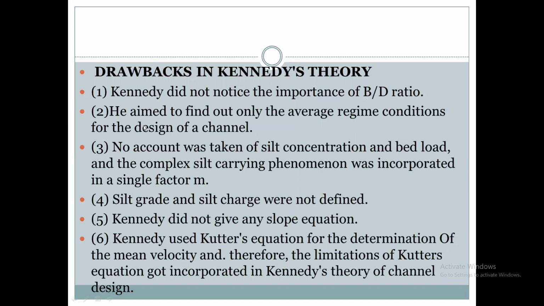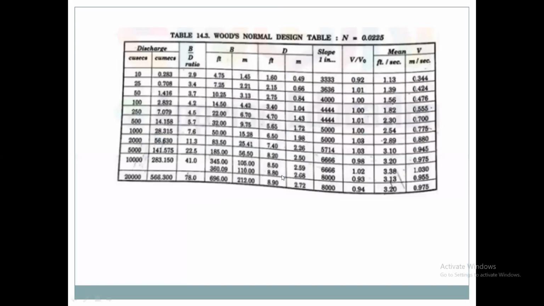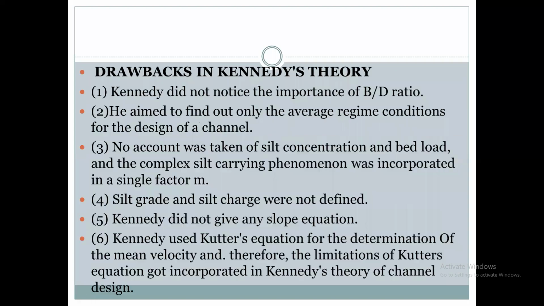That B/D ratio has to be taken from the CWPC, which has given the equation or a graph between discharge and B/D ratio. From that graph, we have to select the B/D ratio, and from the table given in the Woods design table, we have to take these B/D ratios. So Kennedy has not suggested these B/D ratios. Okay, this is the first drawback.